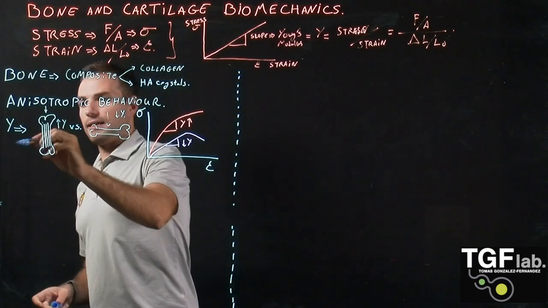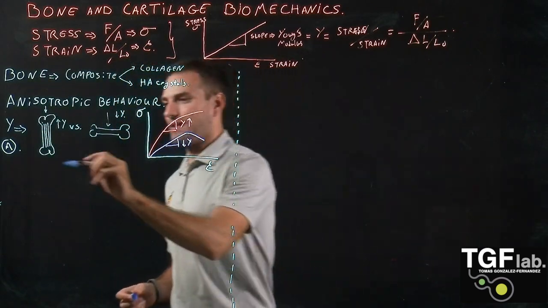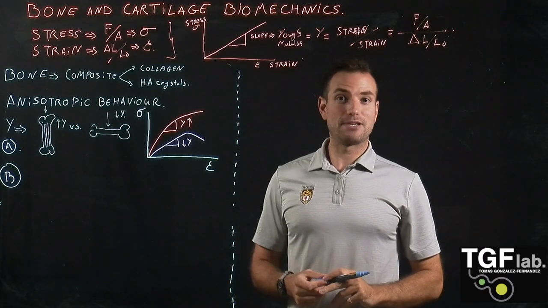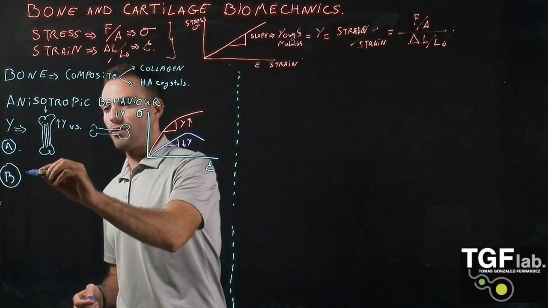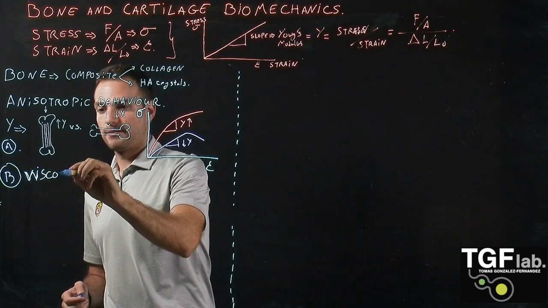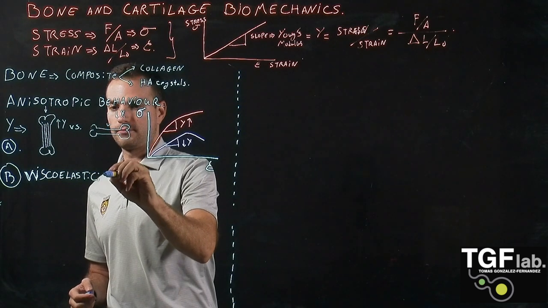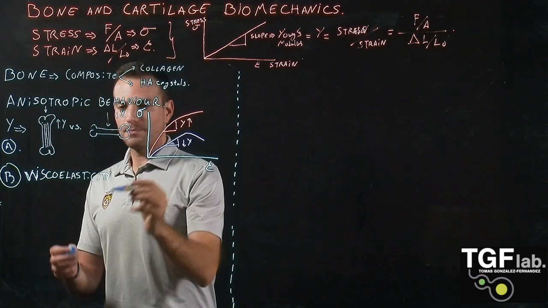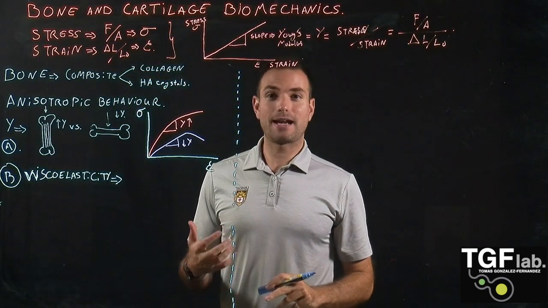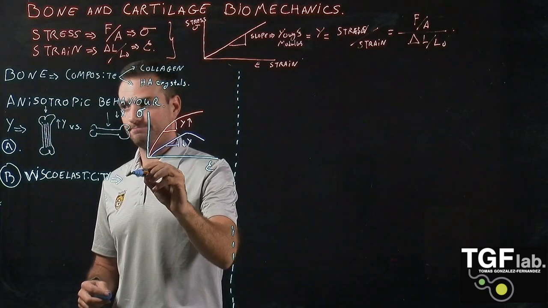So this will be the first characteristic, so the differences in Young modulus. Then the second thing that I want to look at today is the viscoelasticity of the bone. So bone and cartilage, both of them are viscoelastic. This means that there is going to be a strain rate dependency.